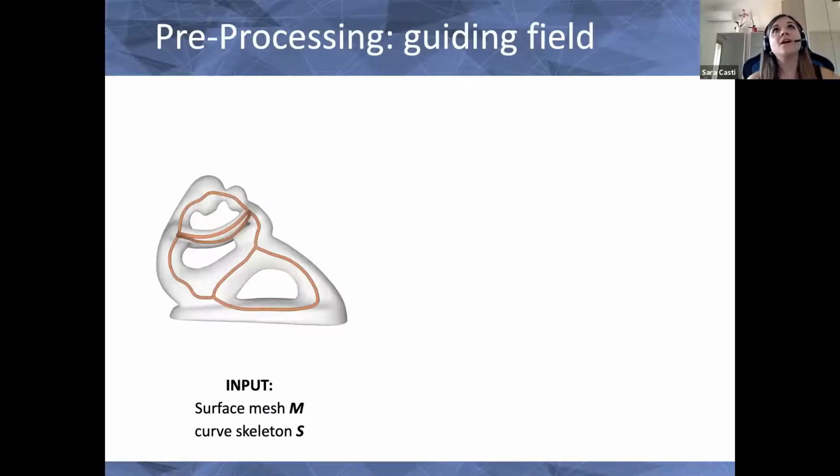So to build our cage, we need to, first of all, do a step of preprocessing in which we construct the guiding field. What does that mean? So we have a surface mesh and its curved skeleton.